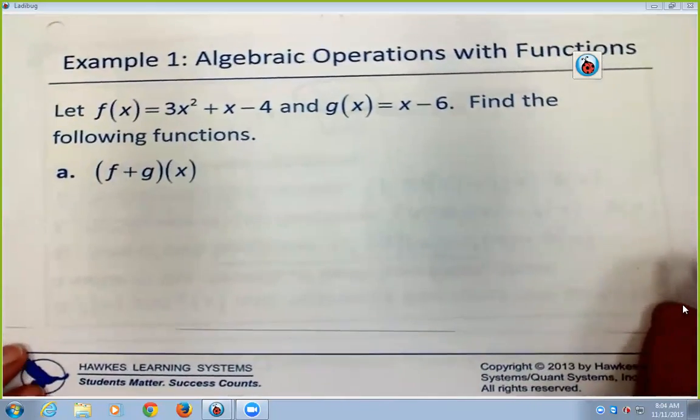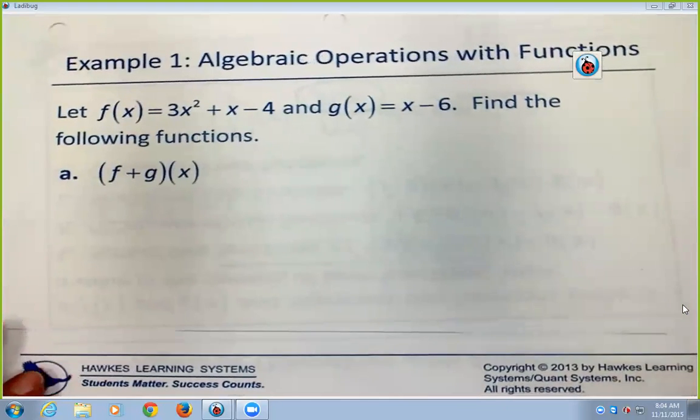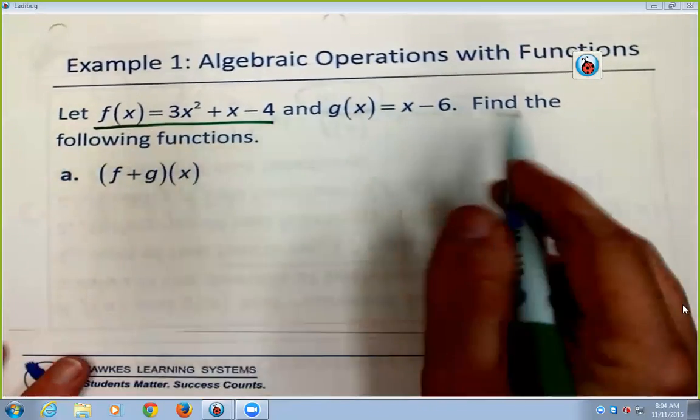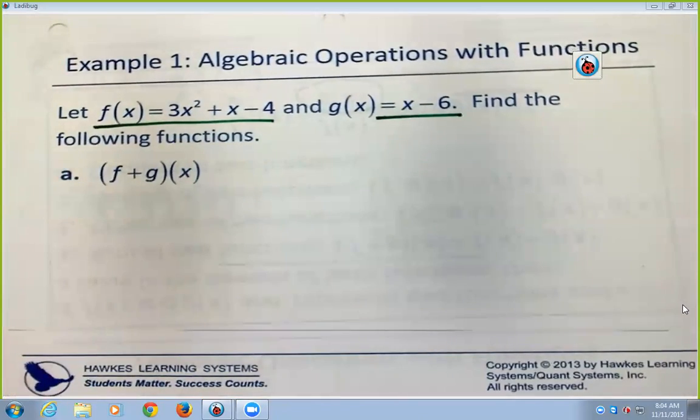So what do they look like? Well, we're going to work with these two functions. And in your Hawks, when you work with it, they will always give you two functions. It'll be written somewhere up above. It won't be that you'll just have f of x and g of x.